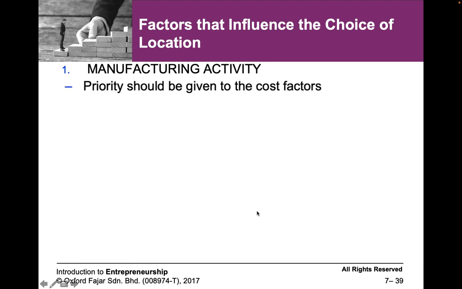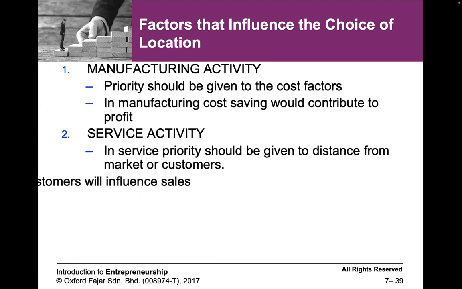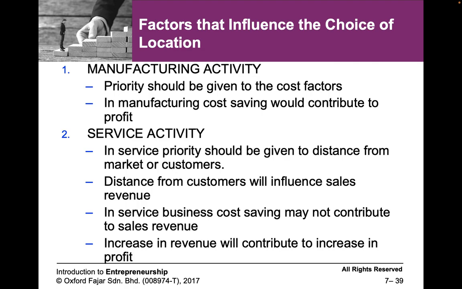So there are factors that can be used to influence the choice of location for manufacturing activity. Priority should be given to the cost factors. In manufacturing, cost saving would contribute to profit. So for a company that wants to produce a product, they will try their best to choose a location that gives the cost advantage. So choose a location that is cheaper and can give cost saving to the company, because in manufacturing cost saving will contribute to profit.